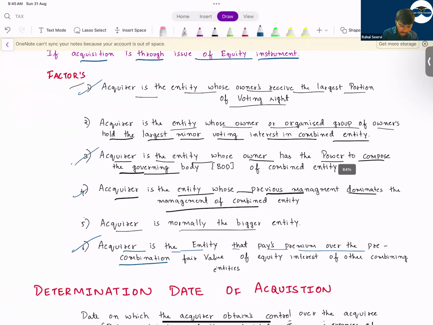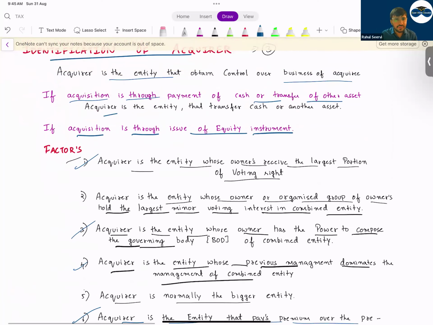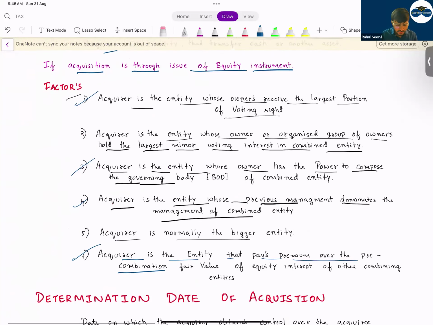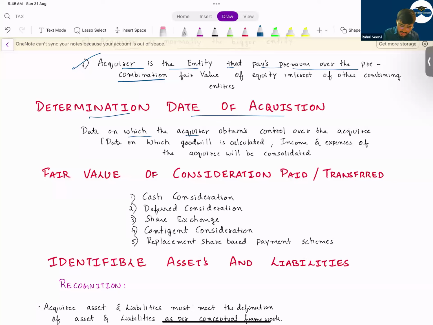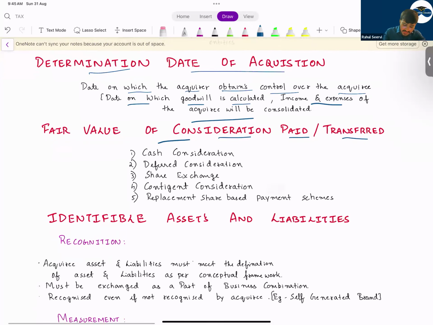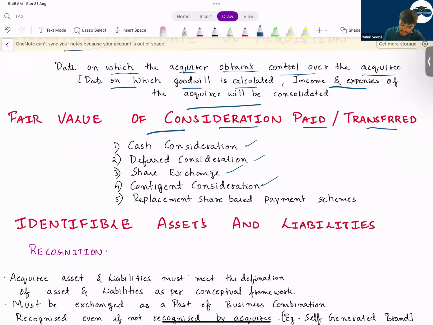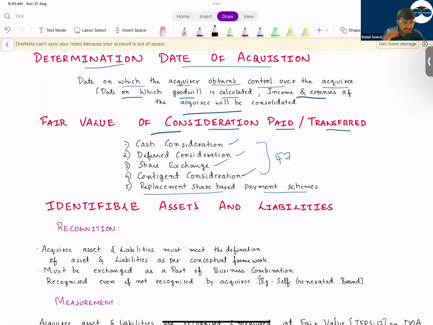So with this, we have completed one more theory question regarding how to identify whether a company is the acquirer or not. Then, determination of the date of acquisition. You should determine the date on which the acquirer obtains control over the acquiree, the date on which goodwill is calculated, and income and expenses are consolidated. Then, the fair value of the consideration paid and transferred. What are the types of consideration? Cash consideration, deferred consideration, share exchange, contingent consideration. You covered this in your F7. The new item here is replacement share-based schemes. We will cover this in detail later.